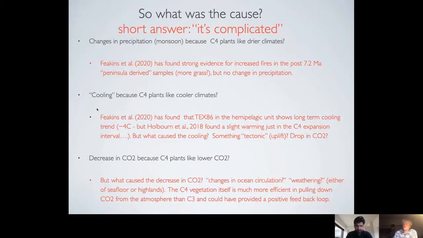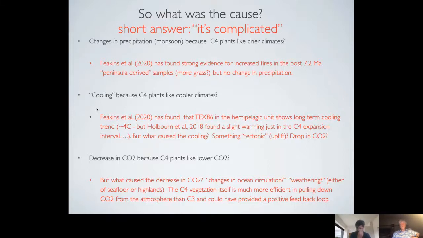So what was the cause? The short answer is it's complicated. The ideas that have been proposed are changes in precipitation, like the monsoon, because C4 plants like drier climates. But Feakins et al., in her paper, found strong evidence for increased fires, but those were grass fires of the grass that we know is there, and there was no change in precipitation. She did hydrogen isotopes and found no change in precipitation throughout that entire section.